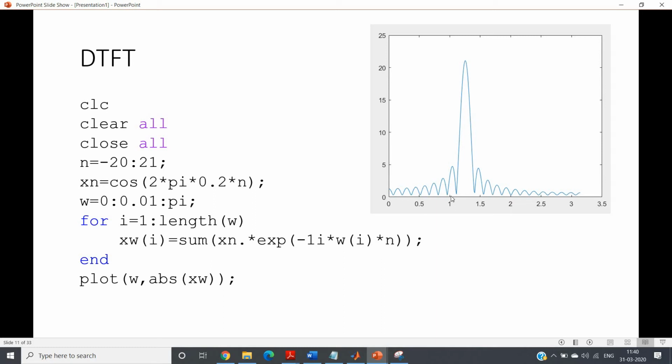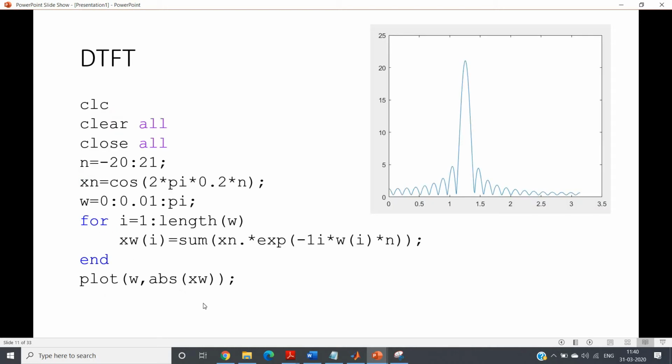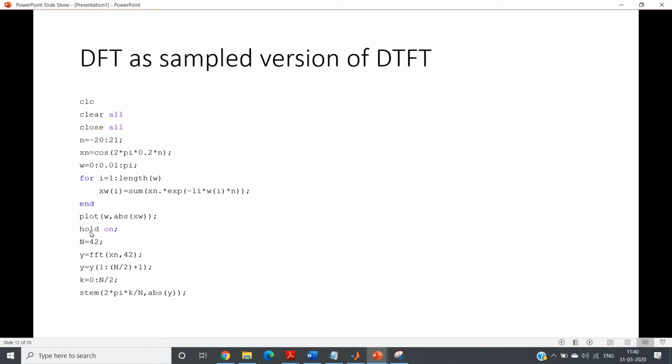Now, we know that DFT is a sampled version of DTFT. Let us visualize that. I just extended my code a little bit. Up to this plot we have done already: omega comma abs of X of omega. Now we will hold on, and in the same figure window we will plot the DFT magnitude part also. So see, n equal to minus 20 to 21.